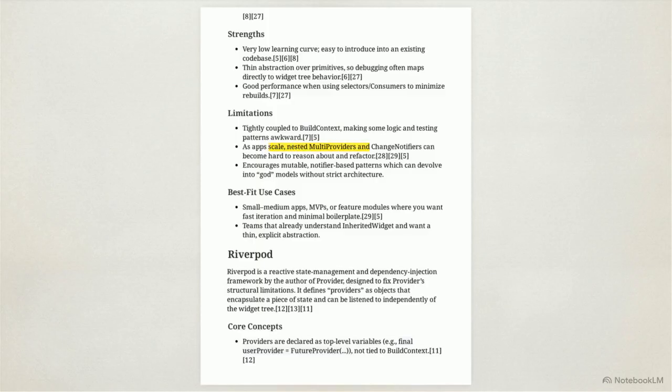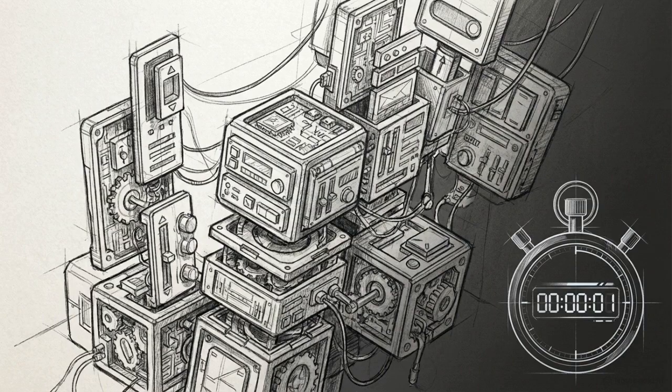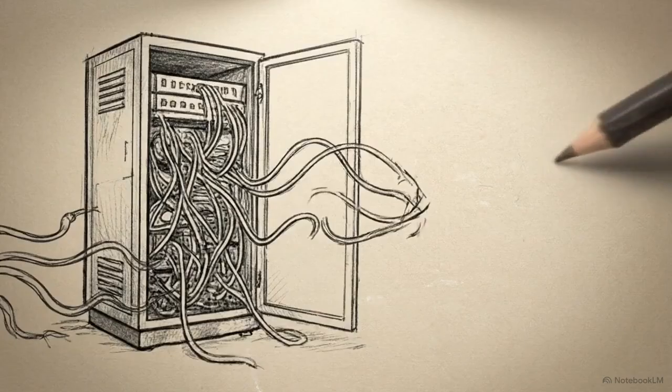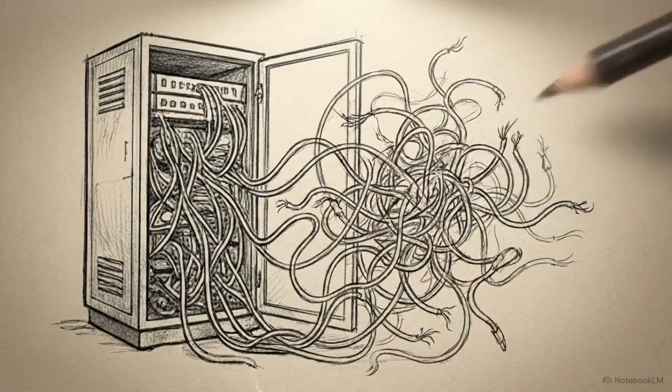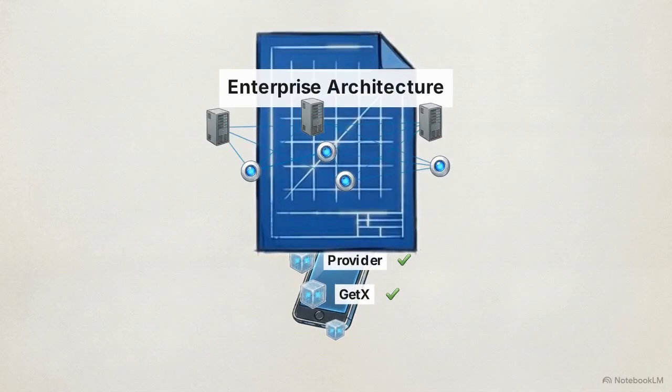On the other end of the spectrum is GetX. This is an all-in-one micro-framework that prioritizes blazing fast development speed and rapid prototyping above all else. But GetX relies heavily on global singletons. Without strict discipline, this reliance leads directly to tightly coupled, untestable spaghetti code. Provider and GetX prioritize immediate developer comfort. That makes them highly effective for minimum viable products, but risky for large, multi-developer enterprise applications.